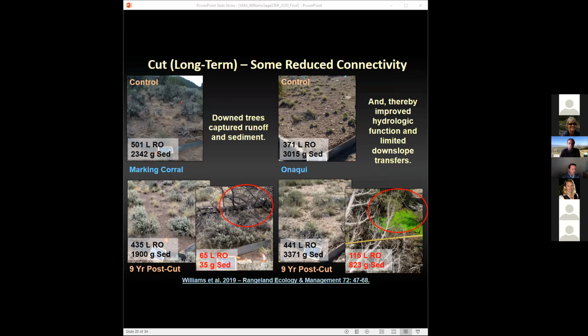And you can see photographs at the top of the slide there for control interspace plots, and then for control intercanopy plots, and then intercanopy plots in the treatment areas at the same 2 sites, Marking Corral and Oniki, are shown at the bottom with and without the down tree. And the values you see there are cumulative runoff in liters and cumulative sediment in grams from overland flow experiments. And again, we don't need to hang up too much on the exact numbers there, but just the relative differences between them are pretty substantial for the cut tree plots. And you can see the effect of the trees in limiting runoff and sediment yield in the cut treatment.